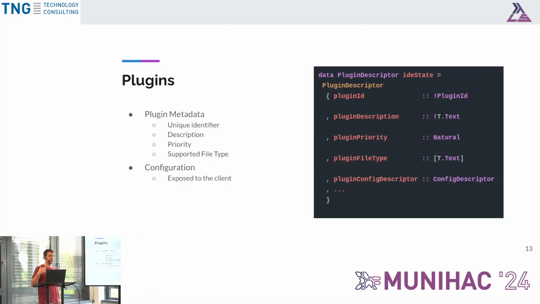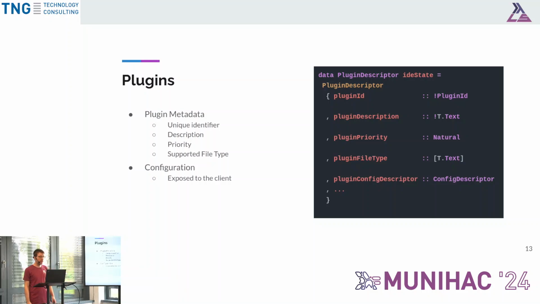Plugins also have a description. That is, for example, for the user, where the plugin can tell the user what kind of features it actually provides. So that's also a user-facing feature. Plugins also have a priority, because some plugins are more important than other plugins. For example, the type checking is more important than all kinds of refactor plugins, because the refactor plugins cannot work if no type checking is available, right?